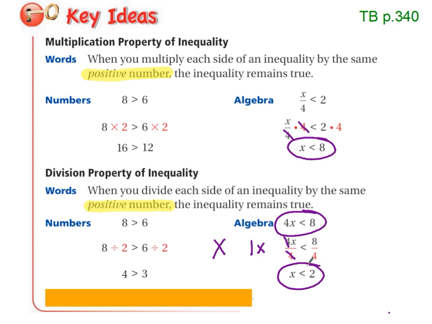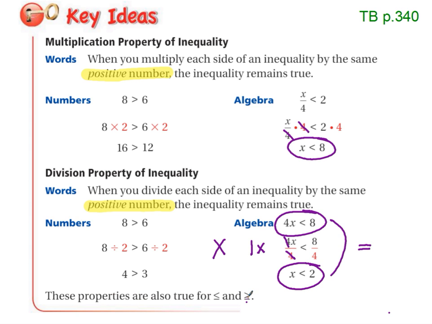Now I want to once again point out that these two inequalities are equal to each other because we are doing the same thing to both sides of the inequality. All of these rules for both multiplication and division are true if we are using less than or equal to and greater than or equal to as well.